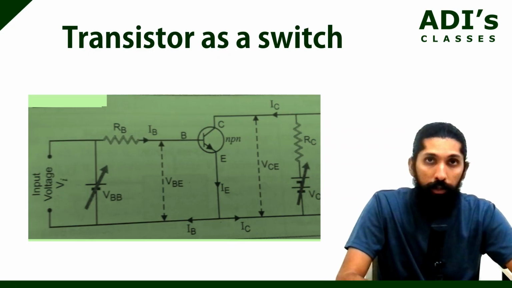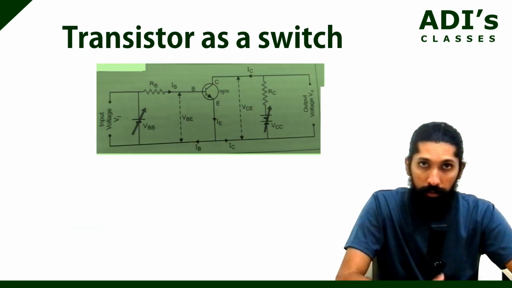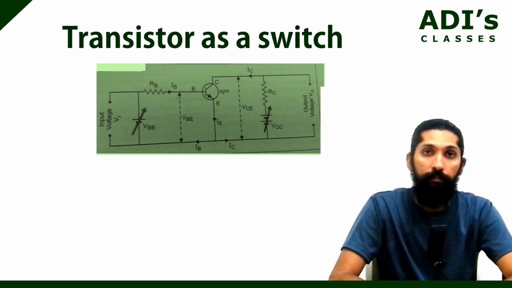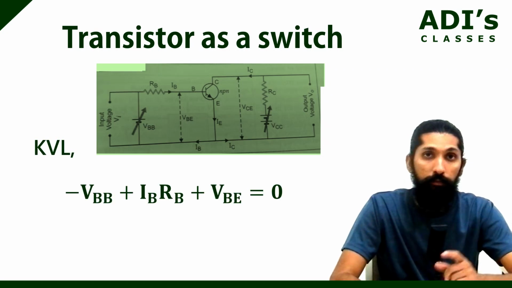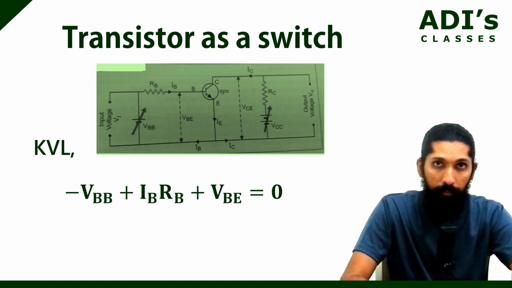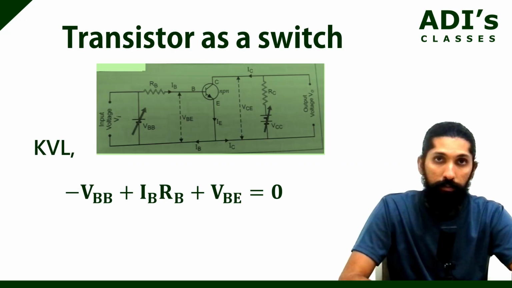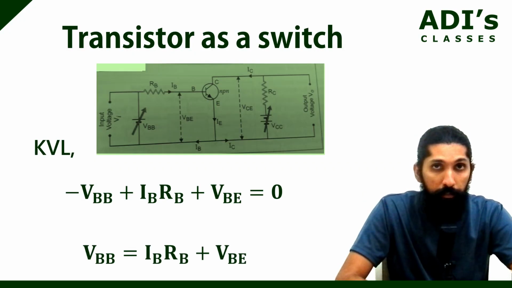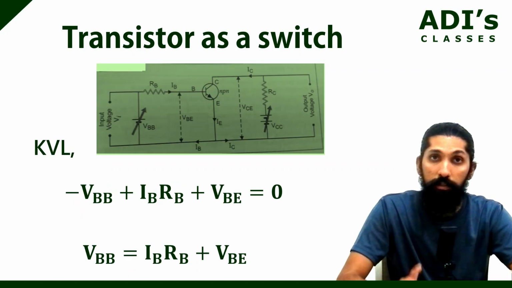Now here, we are going to use KVL for the base part. As you can see in the circuit, for the base part of the circuit, we'll use KVL. So what you are going to get is minus VBB plus IBRB plus VBE is equal to 0. Transpose the VBB to that side. So you get VBB is equal to IBRB plus VBE. Correct? This is the first equation.